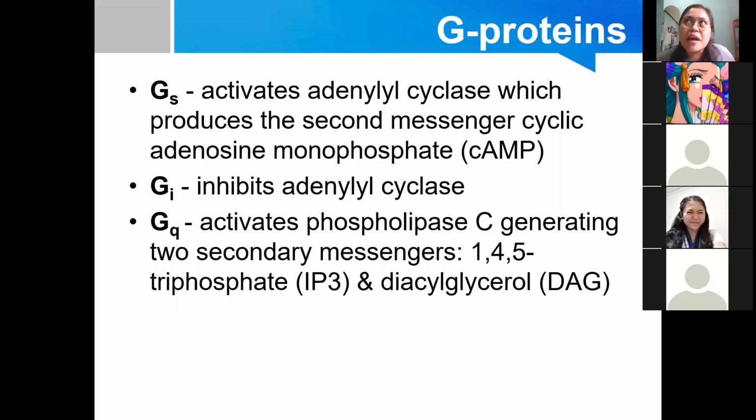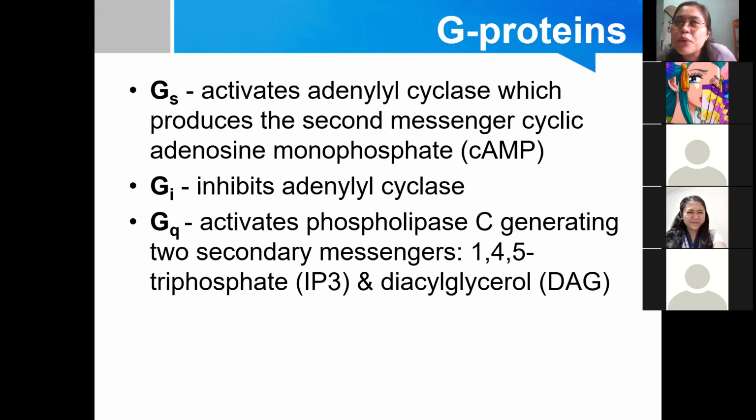But if your drug binds to the GI protein, it is the opposite. It will inhibit adenylyl cyclase. So the enzyme is inhibited, and therefore no secondary messenger cAMP is produced. Okay? And then we will discuss examples of the class 2 receptors as we go on.